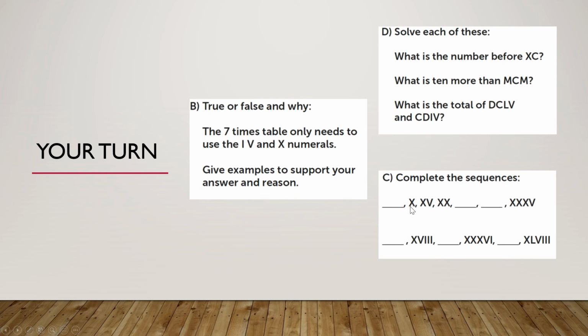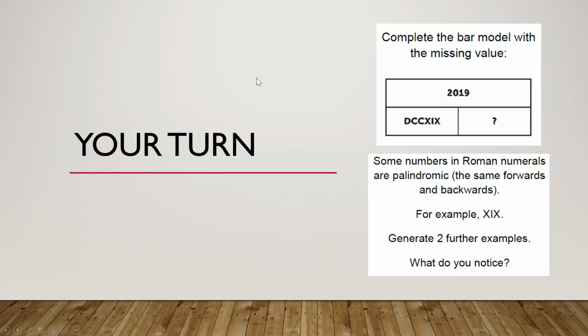So in this one, it's going X, XV, XX. How much is going up each time? And for this one, see if you can figure out the riddles, if you like, the different order numbers. And once you're done with them, there's 2 more questions for you to try here.